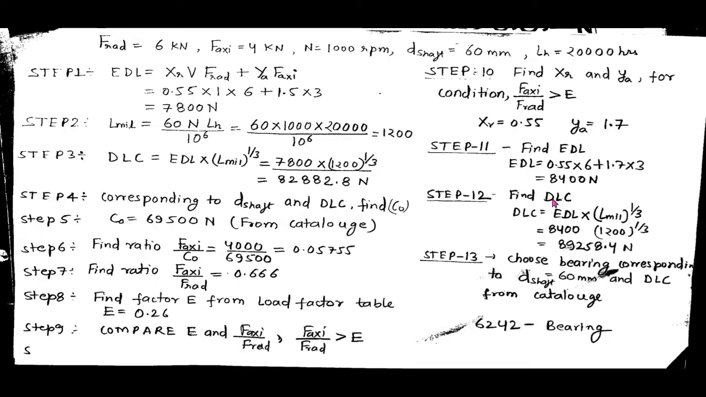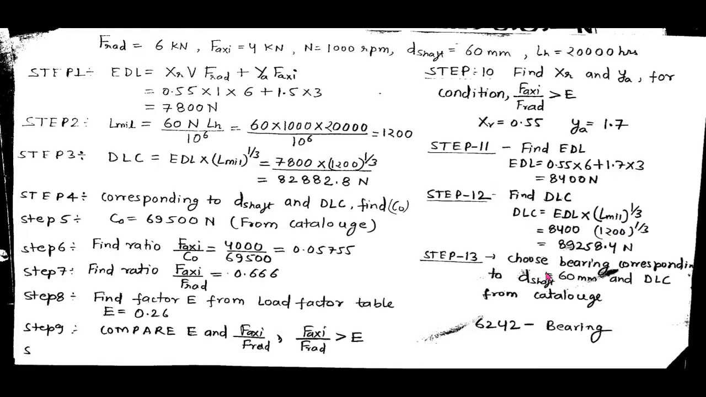Now look at step number 12. In step number 12 we will find out the dynamic load capacity. The dynamic load capacity can again be found using the formula which was used earlier in step number 3. Again we will calculate the dynamic load capacity, and the equivalent dynamic load will be taken from step number 11 here, and the life in million revolutions is the same as calculated in step number 3. The life in million revolutions is 1200, which is calculated in step number 2. From here we will put 1200 and find out the value of dynamic load capacity.